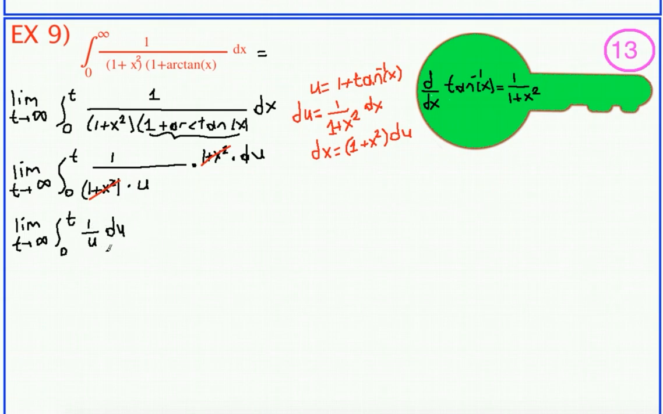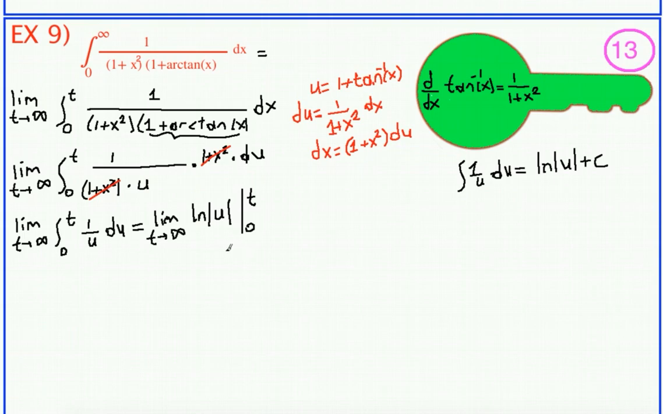So very good. We know what 1 over u is. So the integral of 1 over u is what? ln u plus c. So this can be another key here: the integral of 1 over x is ln x. Okay, so limit as t is approaching infinity, ln of u evaluated from 0 to t. And here, instead of u, we're going to bring back our u. What was u? It is 1 plus arctangent of x.